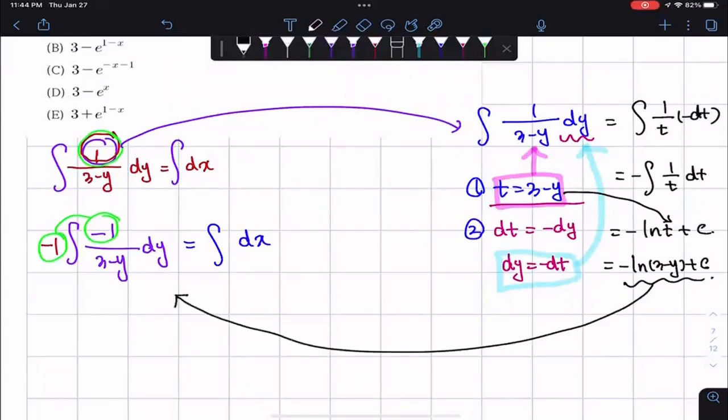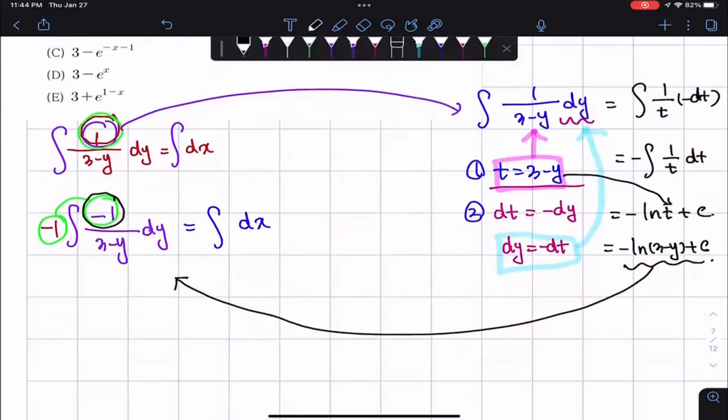If you use this method, you should check this part: whether it is the differentiation of the denominator or not. So then it is ln of 3 minus y, and this is x plus c.